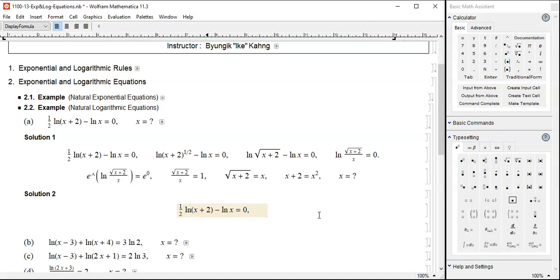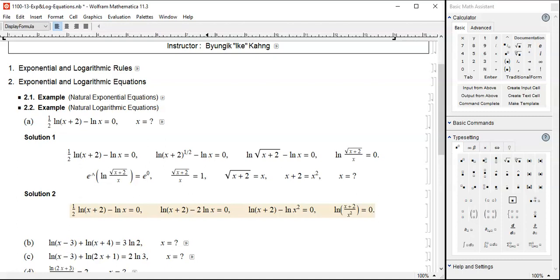We have denominator here, 2, so let's remove it. Multiply 2 to each term, so we have log of x plus 2, and then minus 2 log of x equals 2 times 0, so there's 0. And then we work from here. Log of x plus 2 minus log of x squared is equal to 0. So log of x plus 2 divided by x squared is 0 by the log rule.